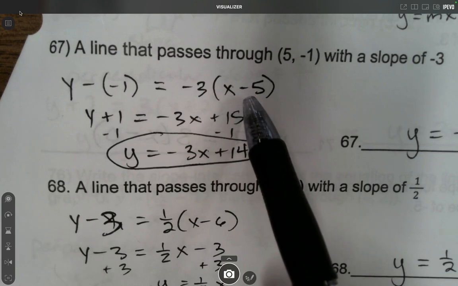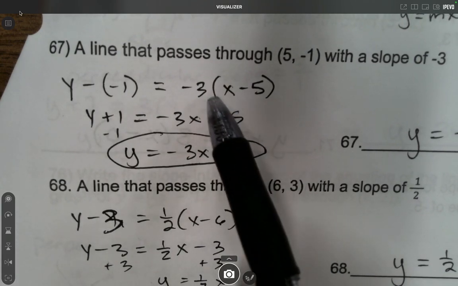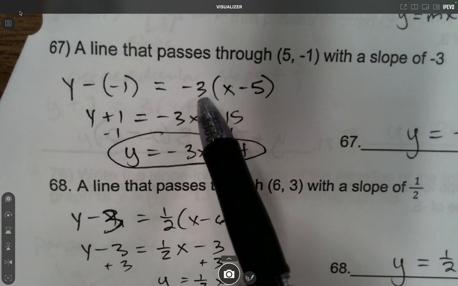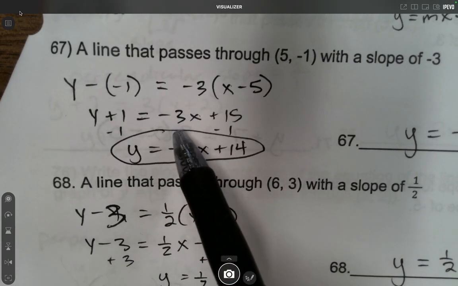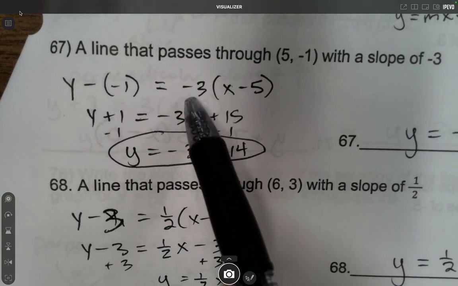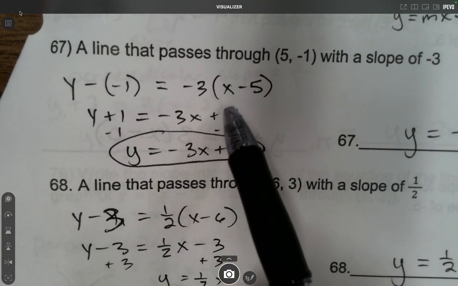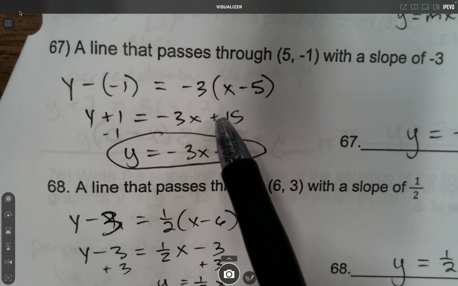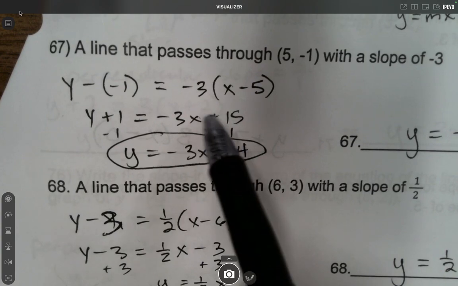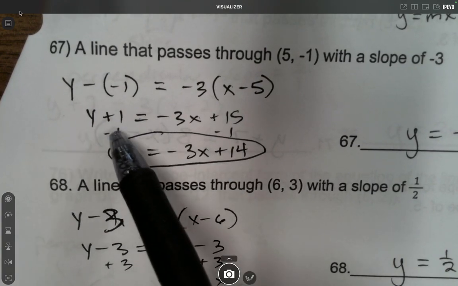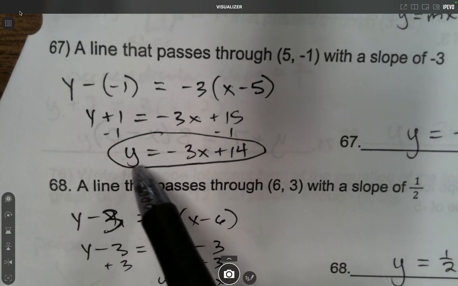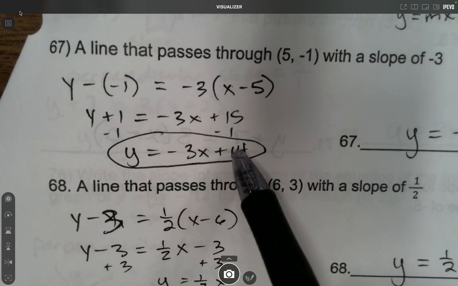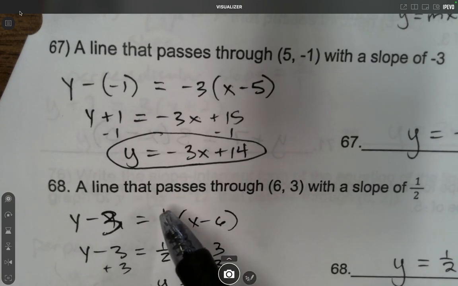So from here, there's really just two steps. We have to distribute the -3 into both of these pieces. So -3 times x is -3x. -3 times -5 is positive 15. Then to get y by itself, we have to subtract 1 from both sides. So we end up with y equals -3x plus 14 is our final answer.